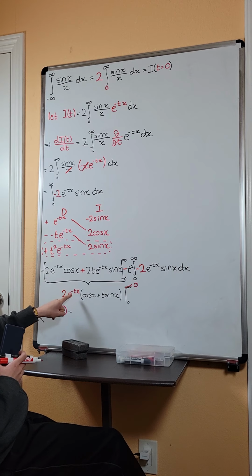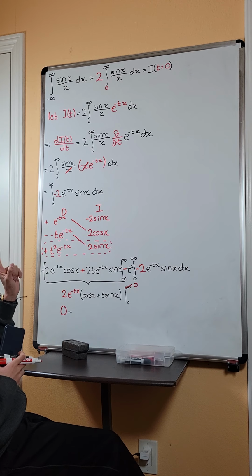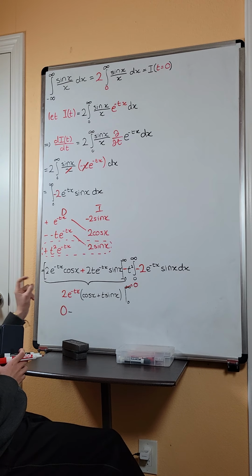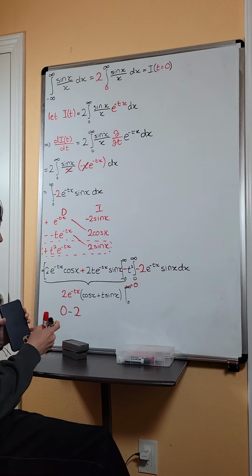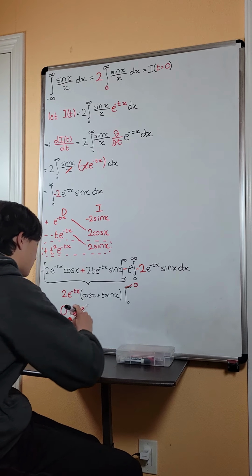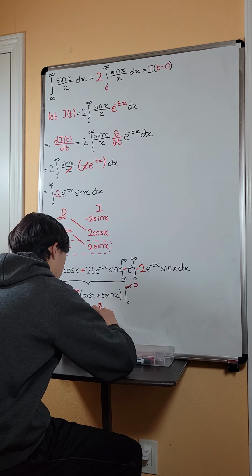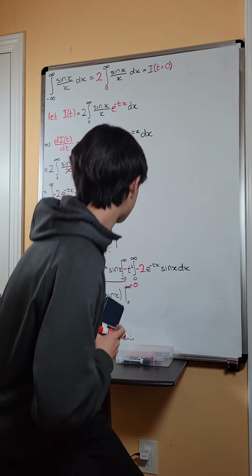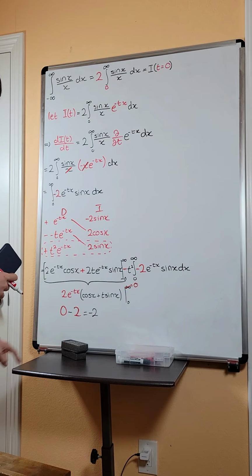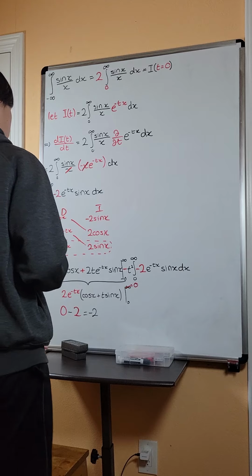A 0 in the exponent, anything times 0 is 0, e to the 0 is just 1. So 2 times 1 is just 2. So, in actuality, this whole thing evaluates to this, which evaluates to this, right? So that's this whole part right here. Okay, so that's that. Let's move this up here.